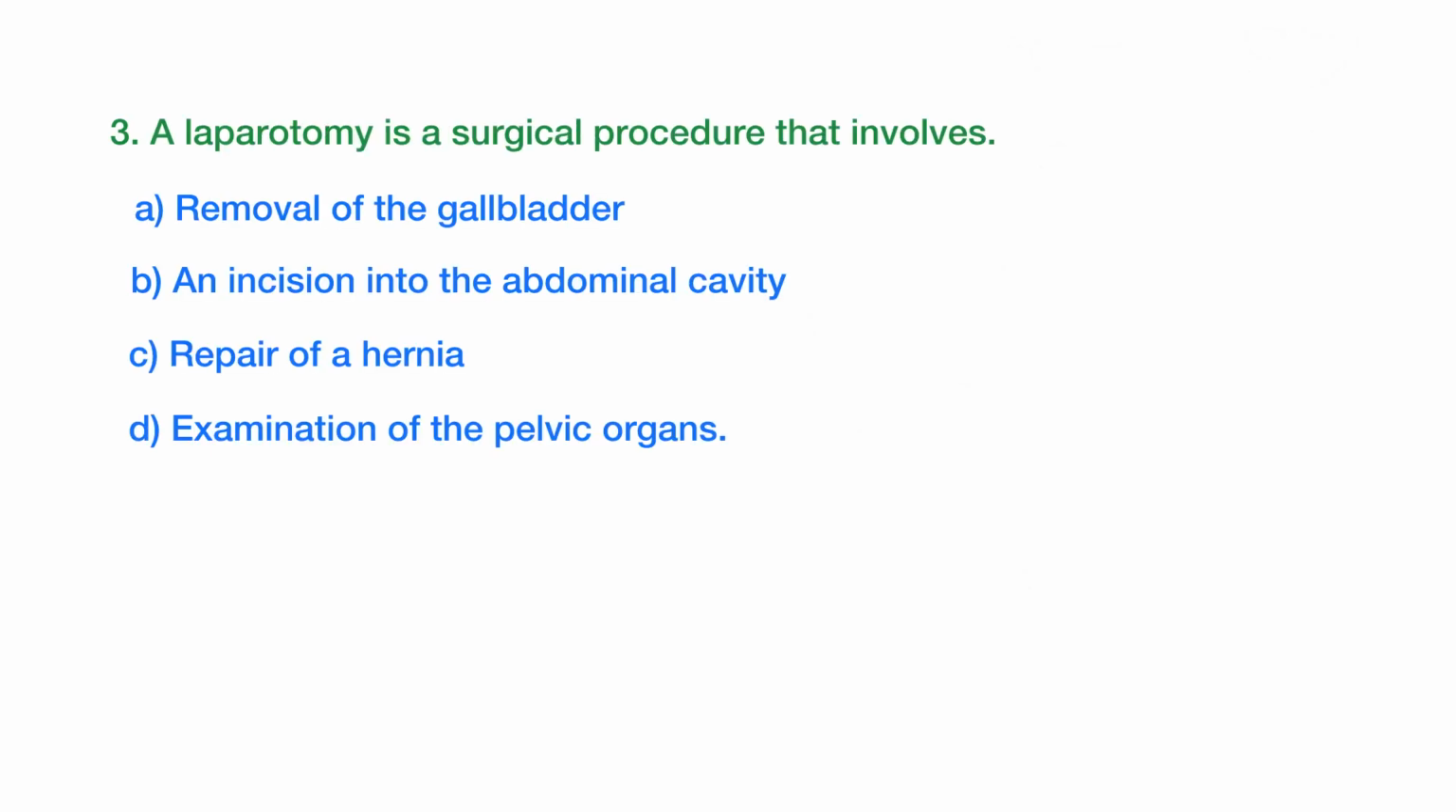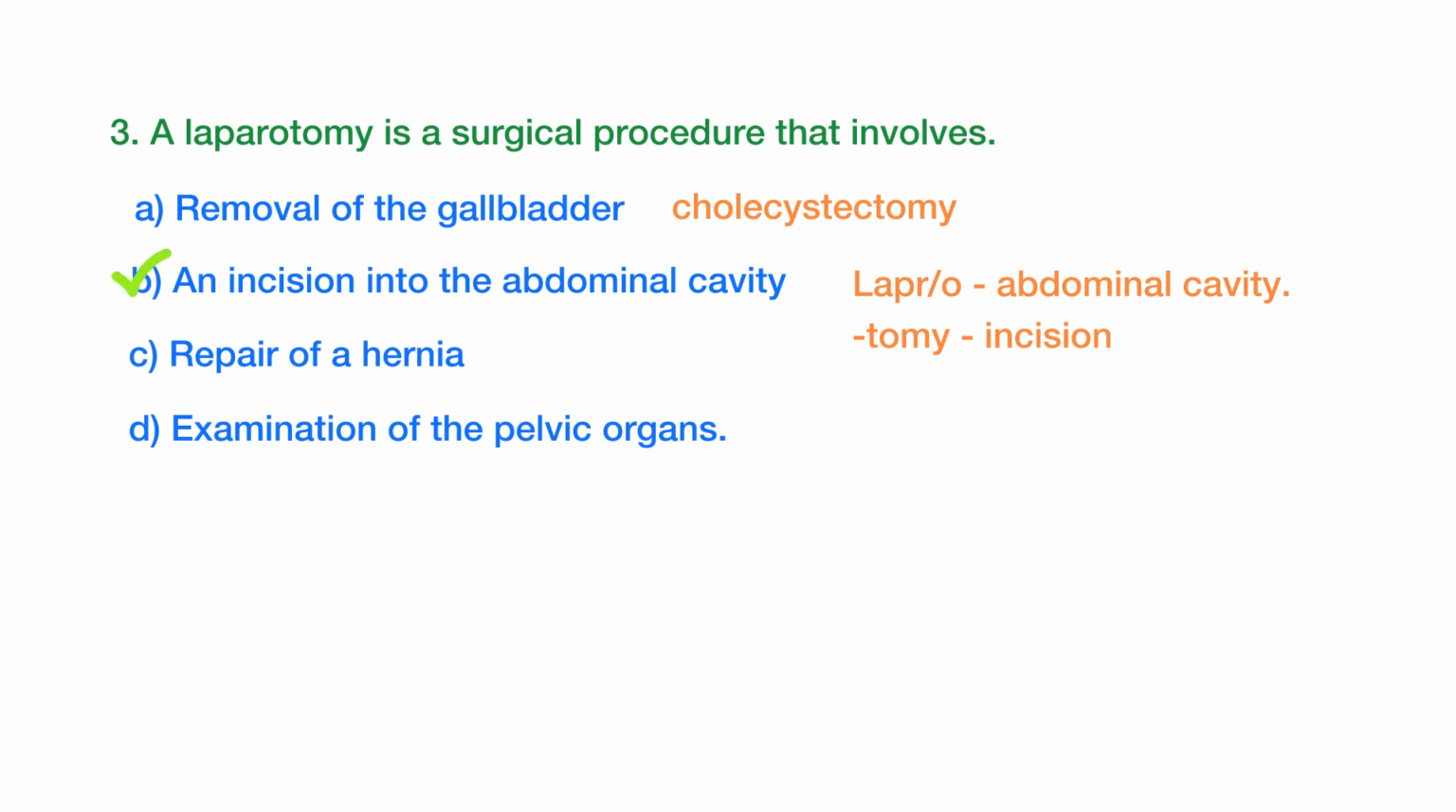Next question, a laparotomy is a surgical procedure that involves. If you know the answer, please comment below. The options are: A. Removal of the gallbladder is called cholecystectomy. B. An incision into the abdominal cavity is an open surgery to explore or treat abdominal issues. Lapro means abdominal cavity and tomy indicates incision. Option B is the right answer. Option C, repair of a hernia is herniorrhaphy. Option D, examination of the pelvic organs is done through laparoscopy, a minimally invasive procedure.